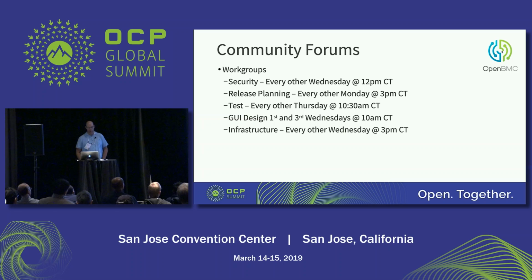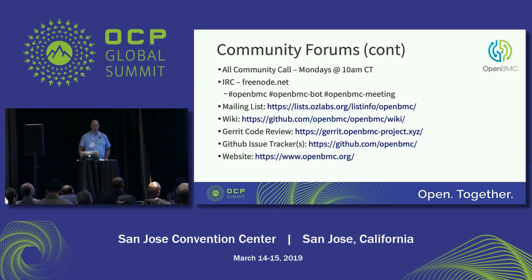So these are the 5 work groups that we have at the moment. There's the security work group, release planning work group, test work group, GUI design work group, and infrastructure work group. I hope I didn't forget any. And so these are all phone calls, and you can see the times there. We have a wiki. There's a link later in the presentation to the wiki, and you can find all the times and phone numbers to join those calls.